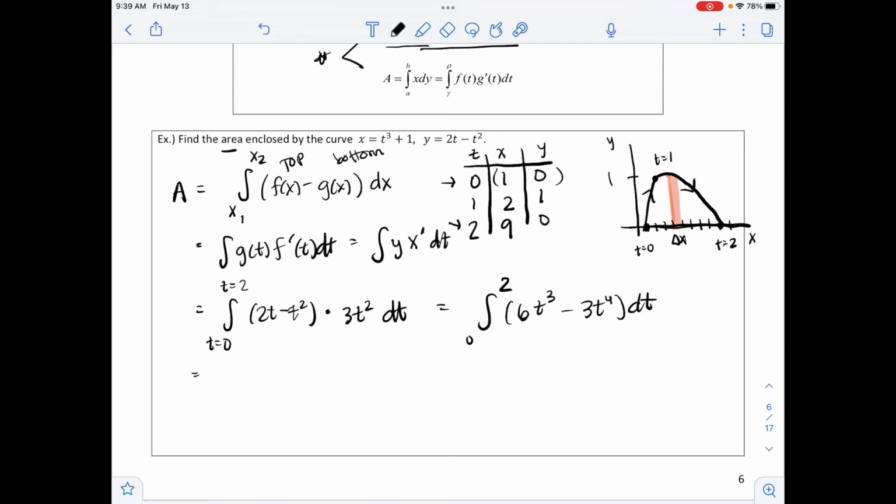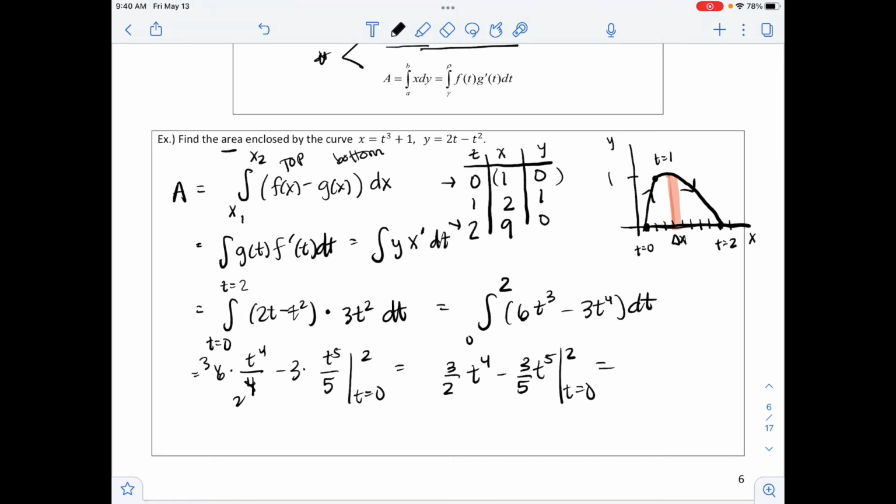So from here, we end up with 6 times t to the fourth over 4 minus 3 times t to the fifth over 5, evaluated from t is 0 to 2. And so reducing this down, this would be a 2 and a 3. And so we have 3 over 2 times t to the fourth minus 3 over 5 times t to the fifth. And again, evaluating this from 0 to 2. And so from here, working this out, we get an answer of 24 over 5.